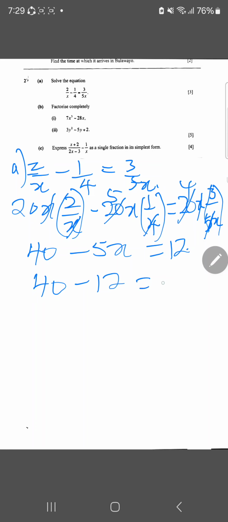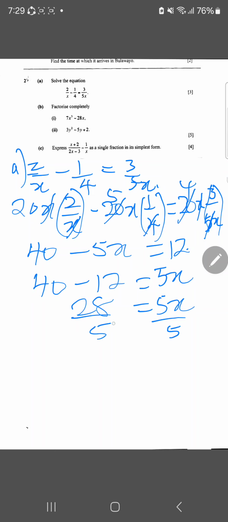Then we take our 5x across the equal sign. Then it will be 5x, then 40 minus 12 is 28. Then it goes to 5x. Then we divide by 5. So our x is equals to 5 into 28 is 5, remainder 3, so 5 and 3 over 5. We should note that our answers should be left in their exact form. You should leave your answer as a proper fraction reduced to the lowest term, or as a mixed fraction, not as an improper fraction.